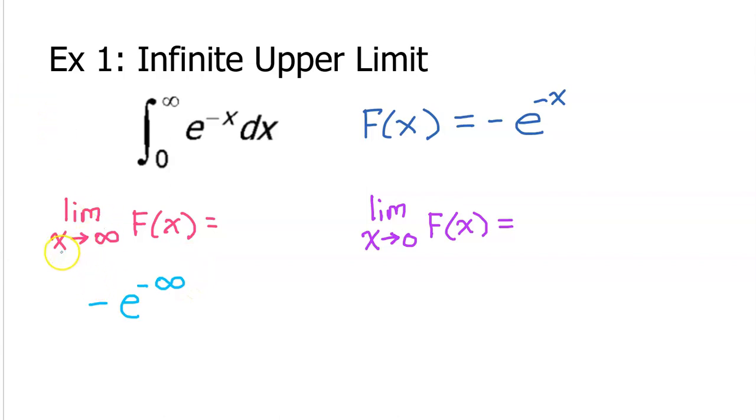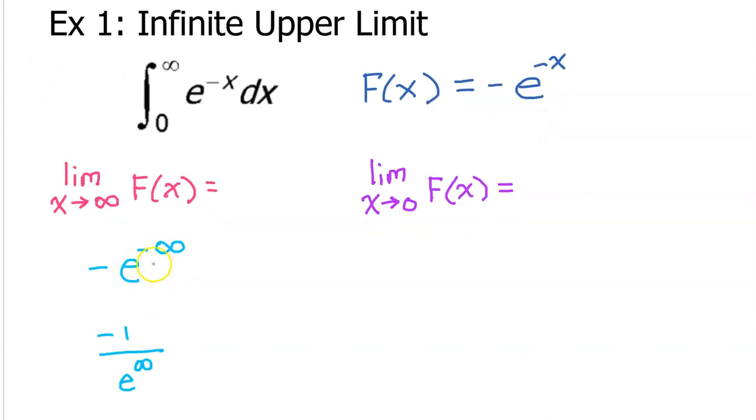Since x is approaching infinity, we have negative e to the negative infinity. The negative exponent drops this expression down to the denominator, so this would be the same as negative 1 divided by e to the infinity, which would be the same thing as negative 1 over infinity. In other words, we have negative 1 and the denominator is getting bigger and bigger and bigger. So the limit is 0.